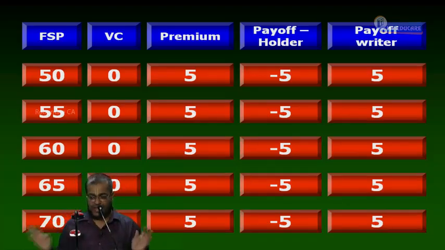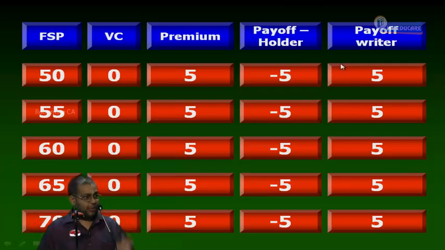In question number 4, there is a call option with a strike price of 70. Premium 5 rupees. Leave that 5 rupees premium; above that only the discussion is going to be made. I want you to look at only the first column and second column: FSP and value of the call. Now, please, you purchased a call option, or you are going to purchase a call option.